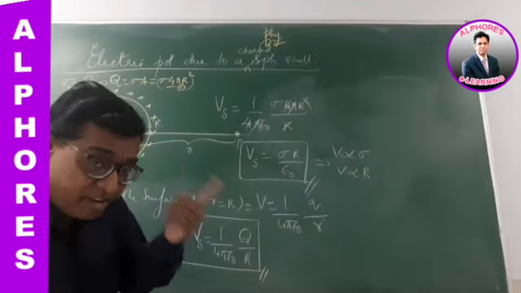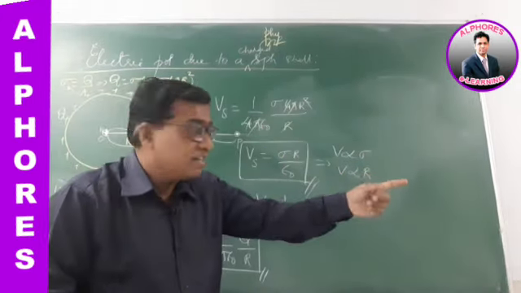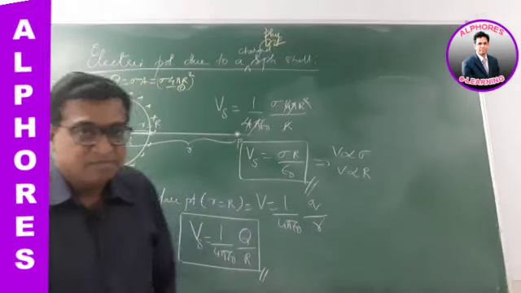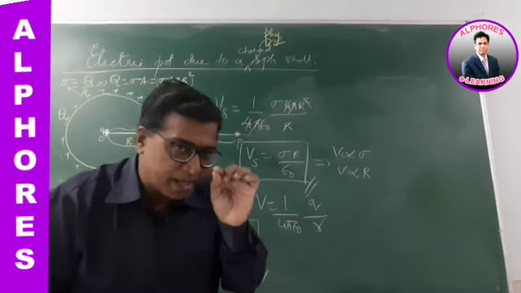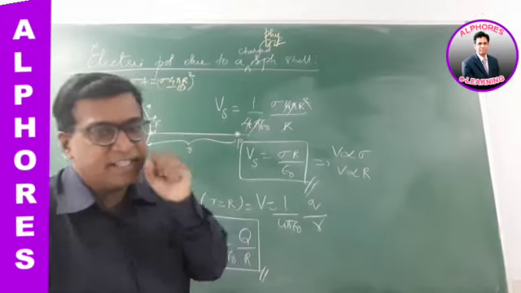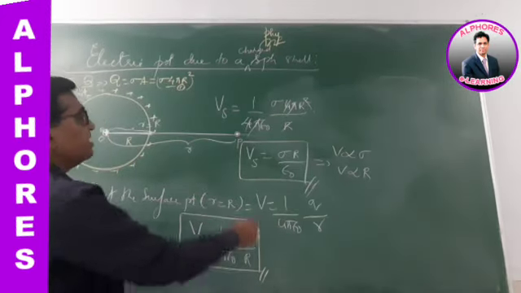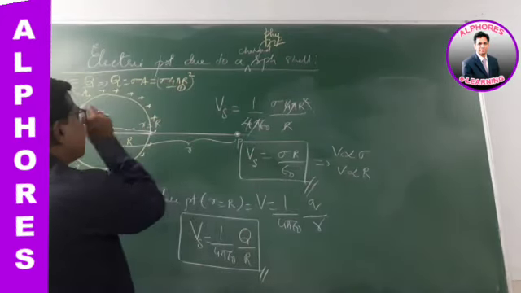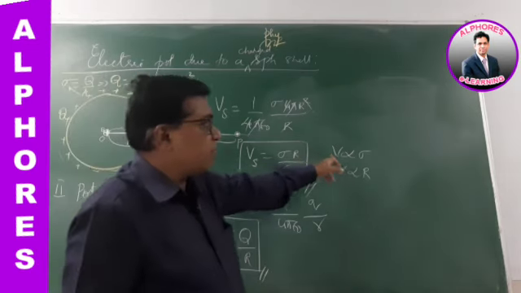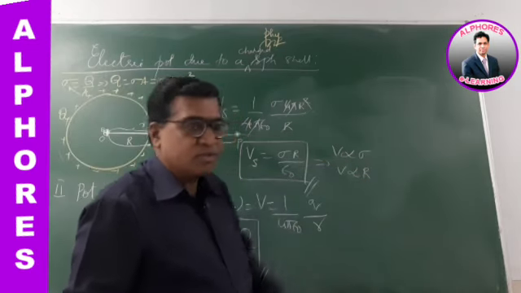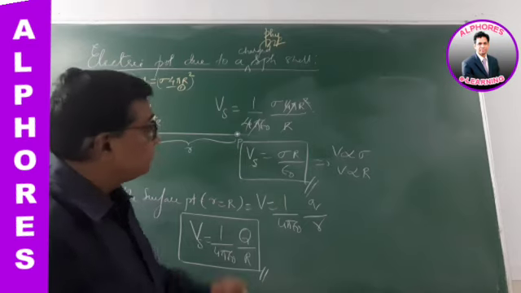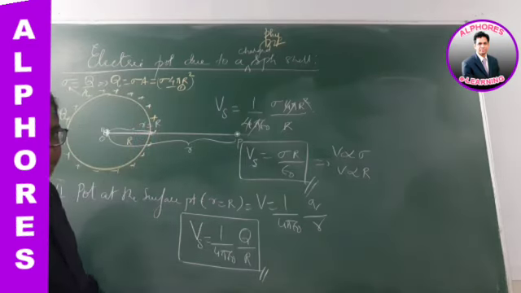Mind you, when we were talking about the potential at the outside point, it was proportional to r square. Now it is proportional to capital R. You have to make out the difference. Now these tiny things matter a lot, you know. So potential at the surface point of a charged sphere is directly proportional to surface charge density. It is even proportional to the radius of the sphere. Correct? This is with respect to the surface point.